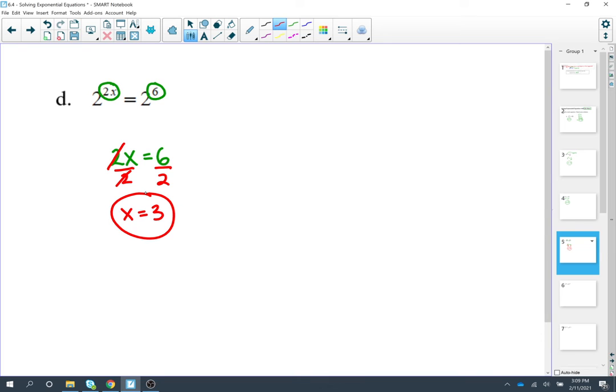And if we were to check that, I would substitute 3 right here. That would give me 2 to the 2 times 3 equals 2 to the sixth. Well, 2 to the 2 times 3 is really 2 to the sixth equals 2 to the sixth, and it does.